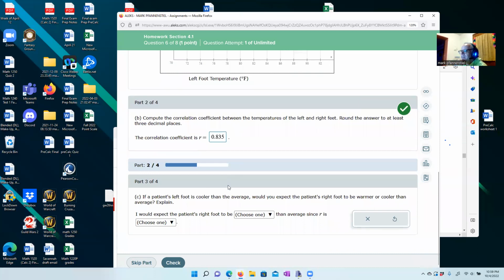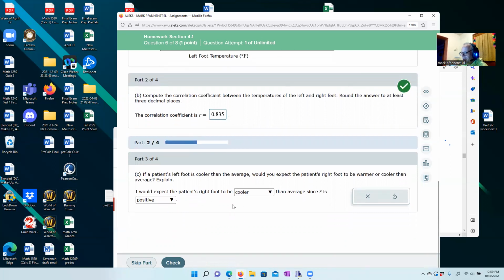Notice the correlation is positive. So if the left foot is cooler than average, then I would expect the right foot to also be cooler than average because they are going up together or they're going down together. So I would expect the patient's right foot to be cooler than average since R is positive. If it's opposite, then they're going to go in opposite directions. Since the R is going to be positive.